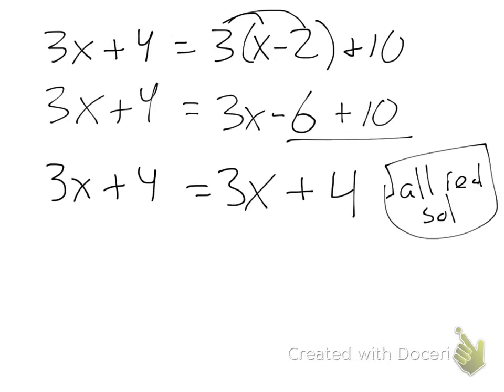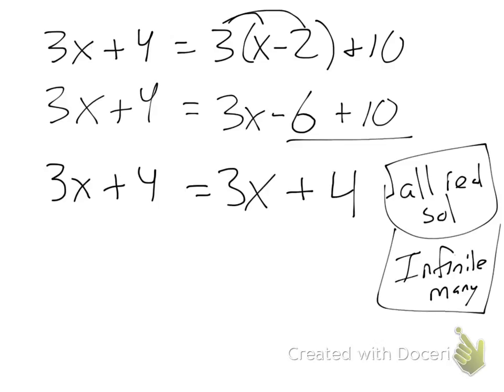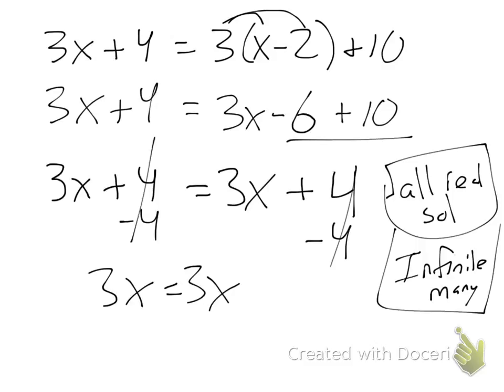Sometimes they say infinite many, or infinite many. One of those two. All real solutions, infinite many solutions. But why? What does it look like? Well, I gotta get the x's by themselves. Maybe I'll just subtract 4 from this side. But if I do it on the left side, I need to subtract 4 from the right side. So those are gone. So I get 3x equals 3x. Well, that's still true.